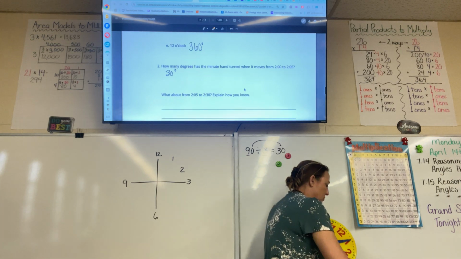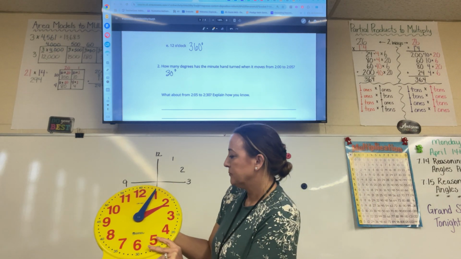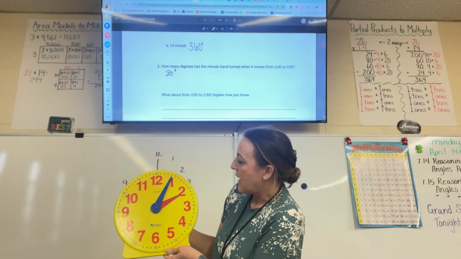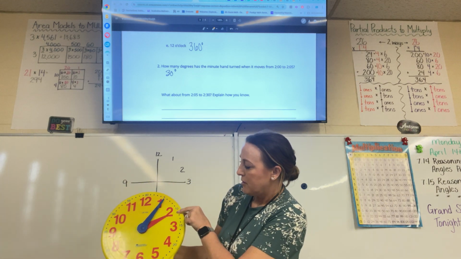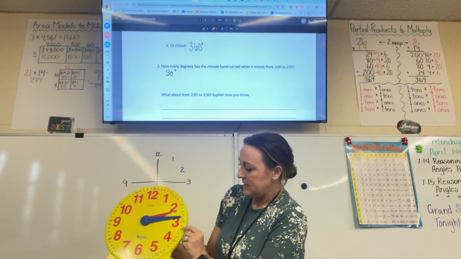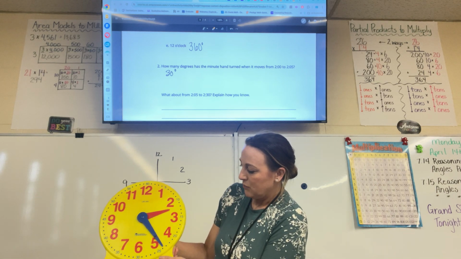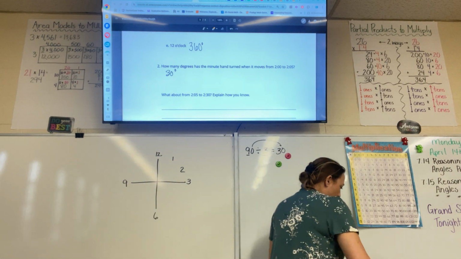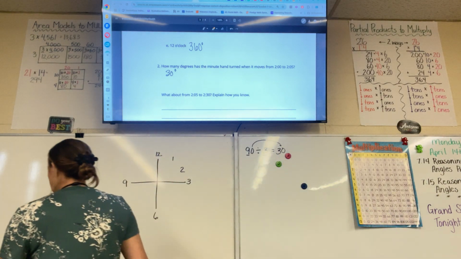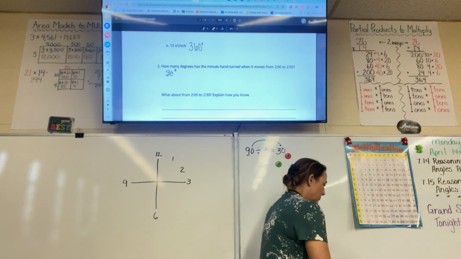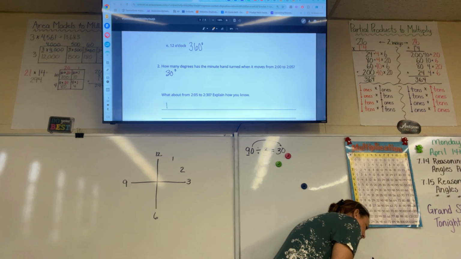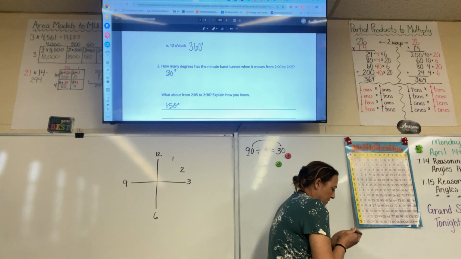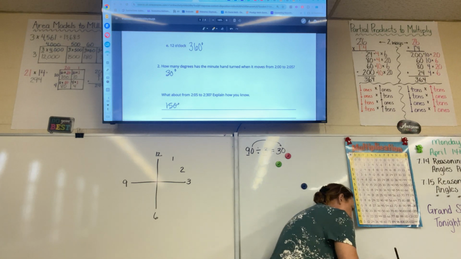Hey, what about when it goes from 2:05 to 2:30? So now it's at 2:05. If it goes down to 2:30, how many degrees has it traveled? 30, 60, 90, 120, 150. So here we're going to write down 150 degrees. Okay, 150 degrees.